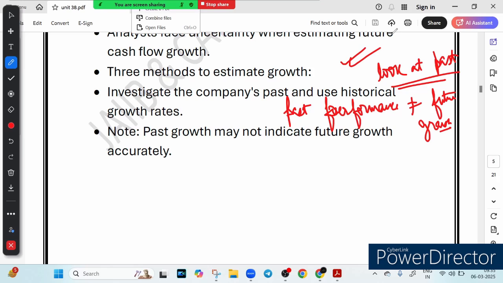But past performance does not guarantee future success. That's the point. Market will change, competition will increase, economic conditions will shift. So it is not a foolproof method to see the growth. The second way to look at it is the industry and economic trend, right?